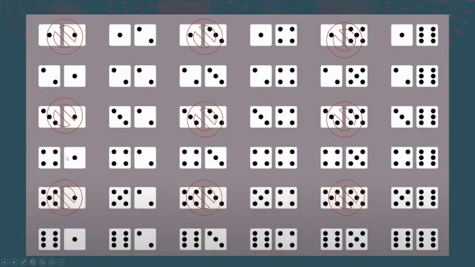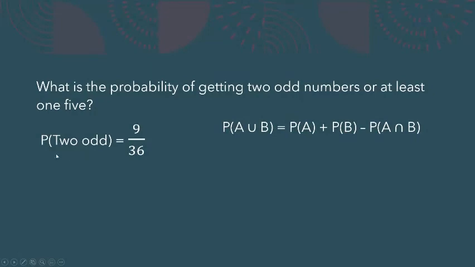So, makikita natin dito sa table na kinancel out ko lahat na makukuha nating may two odd numbers. Kapag in-add natin lahat ng may two odd numbers, makukuha natin ay 9. Tapos, kukunin lang natin lahat ng total number of possible outcomes, which is 36. Kaya natin nakuha yung probability of two odd numbers is 9/36.